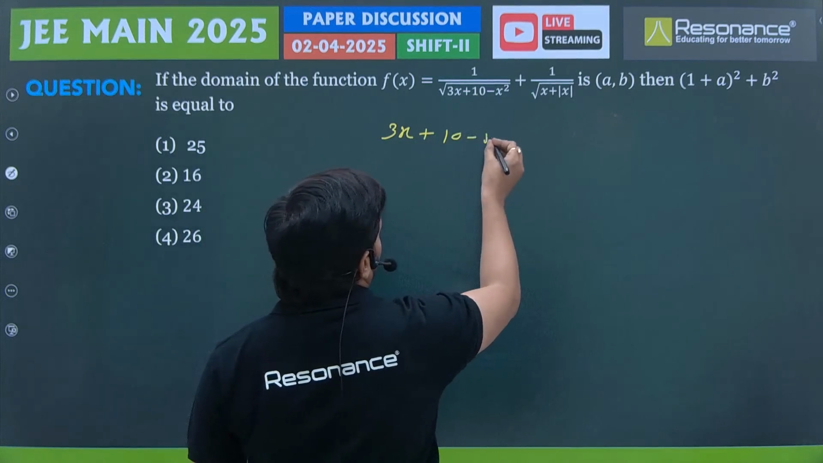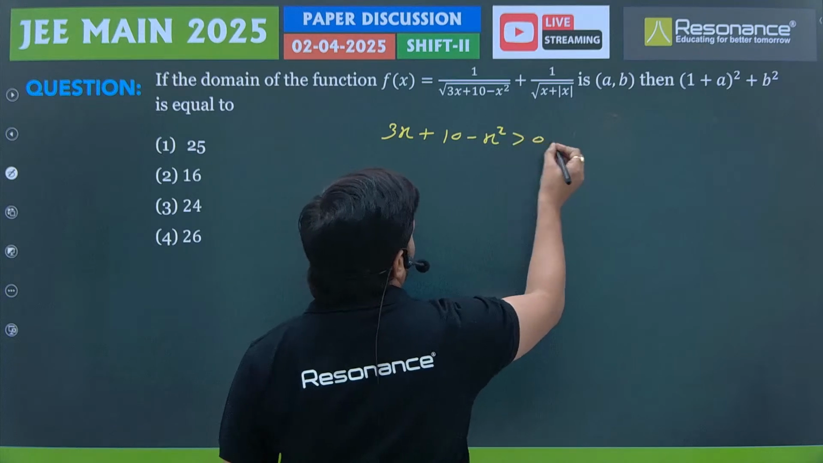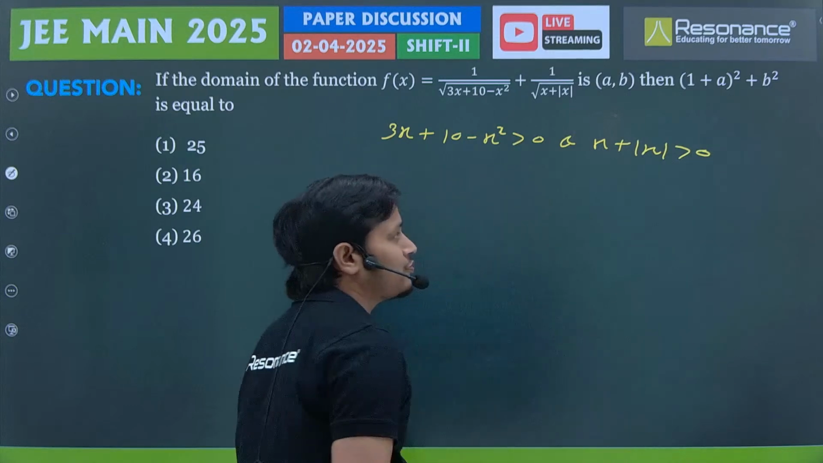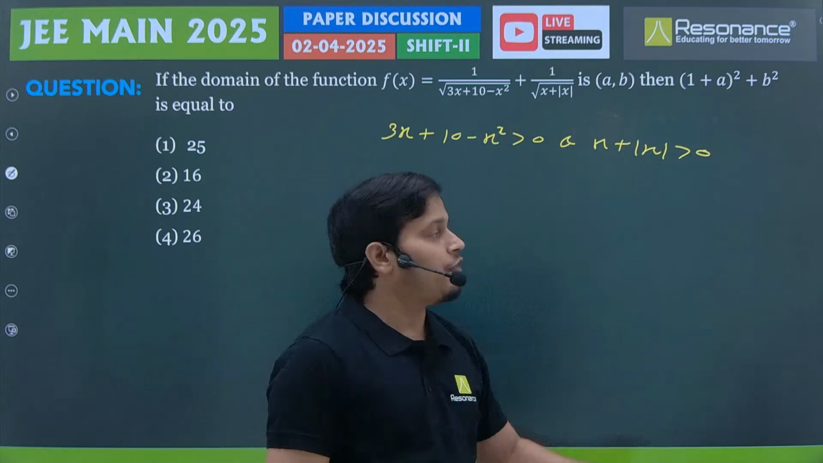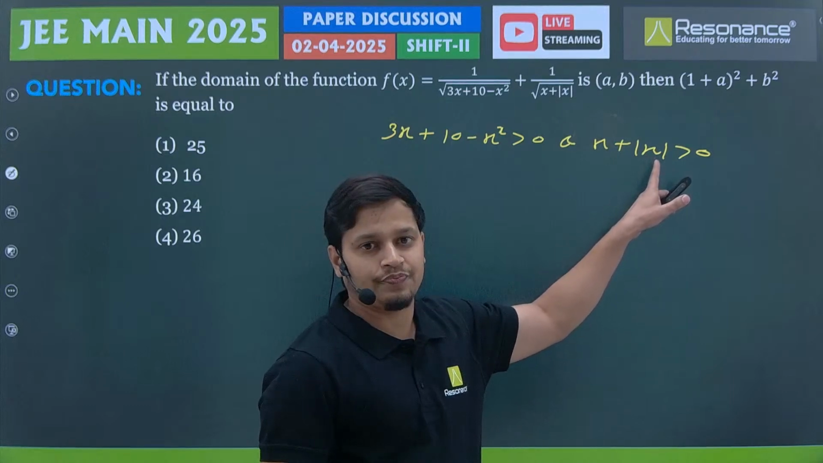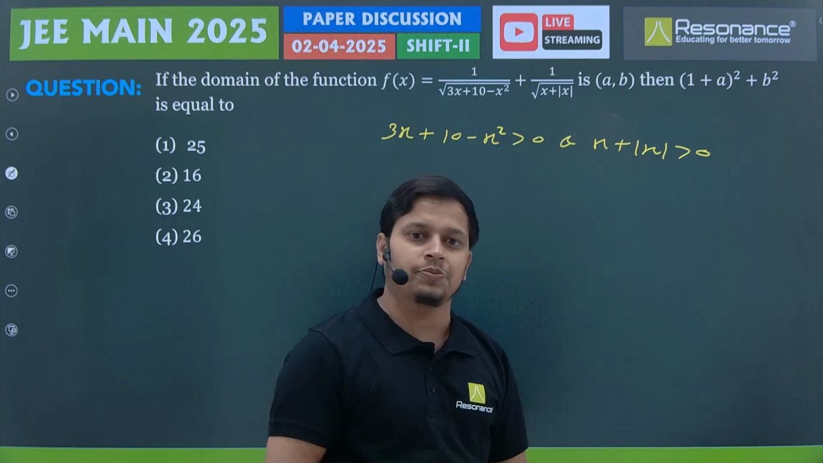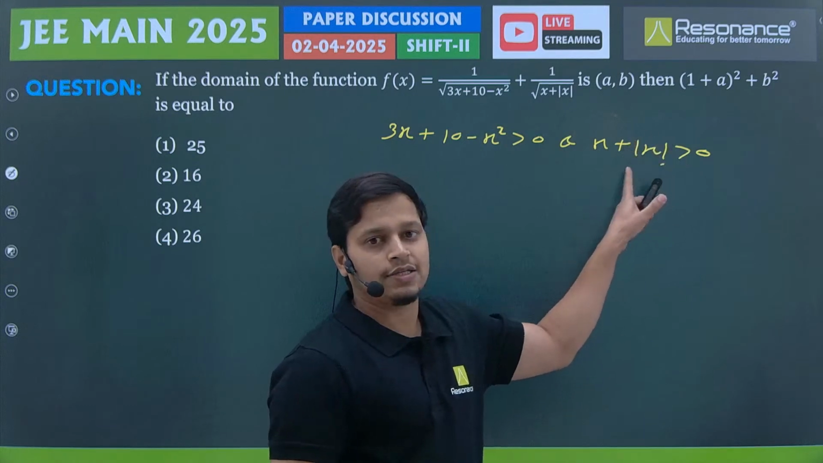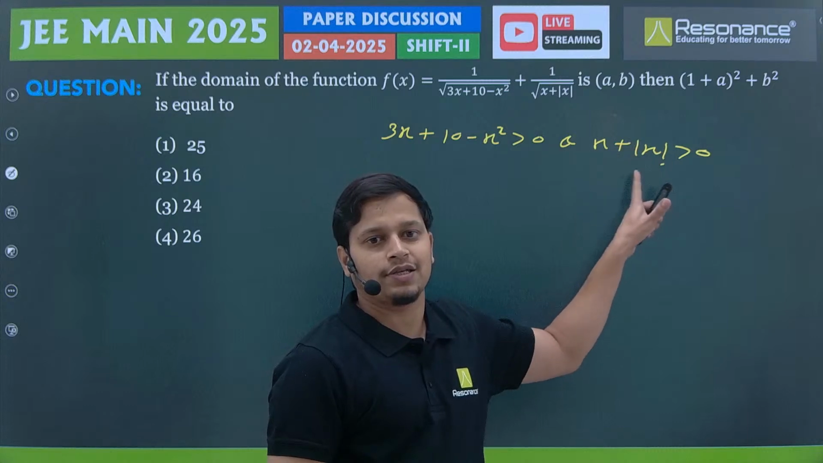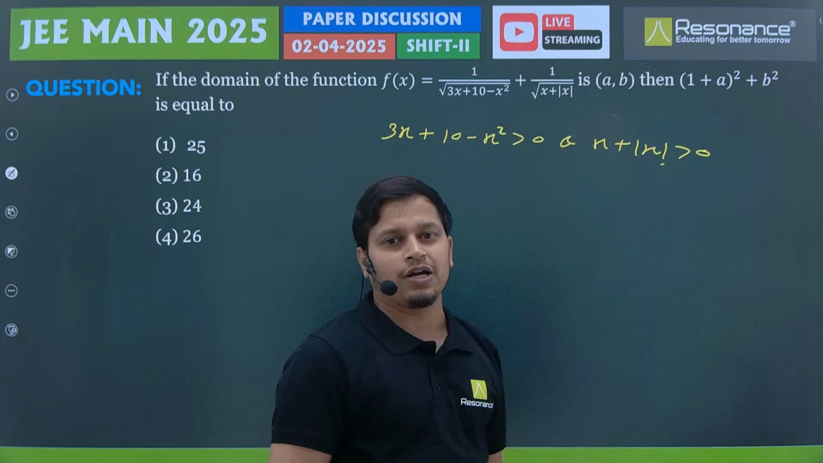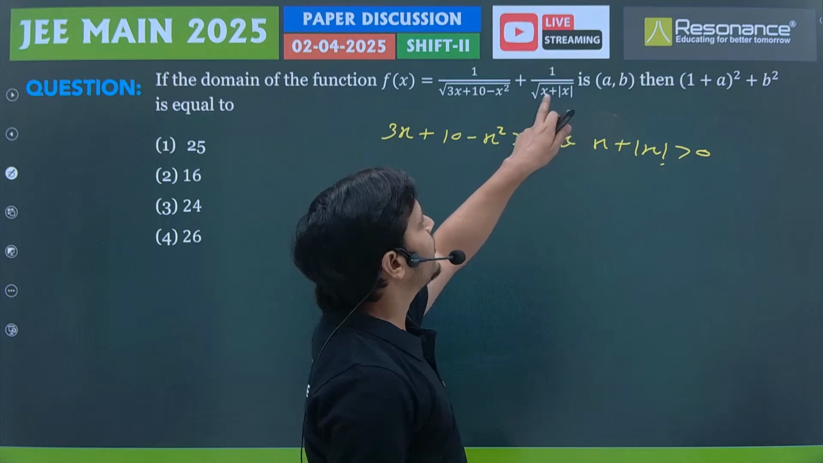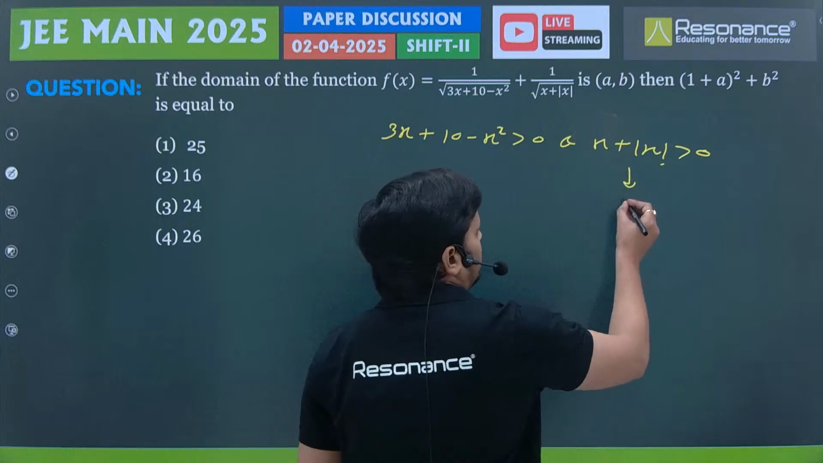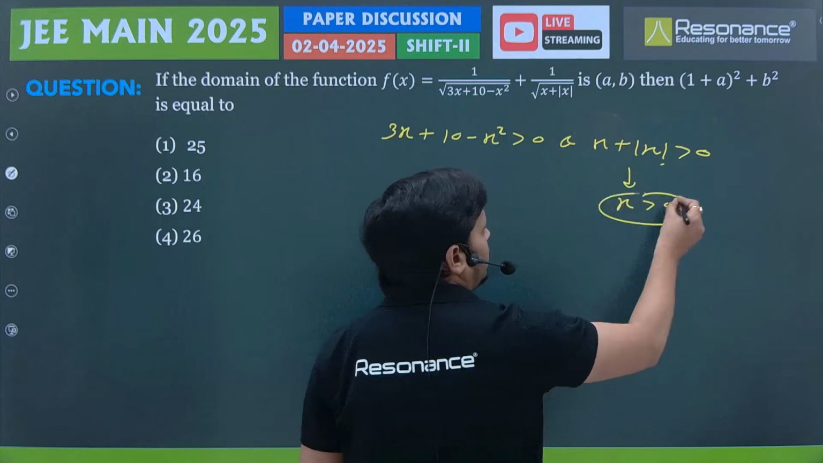3x plus 10 minus x square needs to be greater than 0, and x plus mod x also needs to be greater than 0. If x is positive, x plus mod x is going to be x plus x, so we get 2x greater than 0, which means x greater than 0, satisfying. If x is negative, this will be minus x, this will remain x, and they cancel, the total will be 0, and 0 can't be greater than 0. If x is negative, the denominator becomes 0, so this will not be defined. So can I say, to solve this, the only solution is x greater than 0.